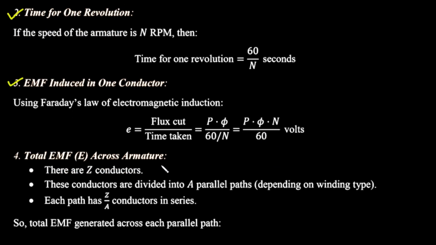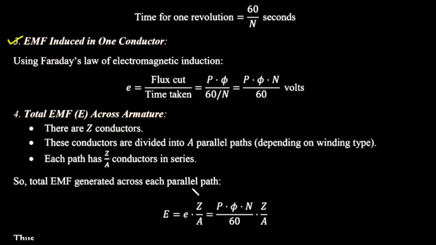Step 4. Total EMF across the armature. Now, we need the total EMF for the whole machine. Remember, we have Z total conductors, and they are arranged into A parallel paths. Think of it like batteries. When you connect batteries in series, their voltages add up. The number of conductors in series in any single path is the total number of conductors, Z, divided by the number of parallel paths, A. So, conductors in series per path equals Z/A.